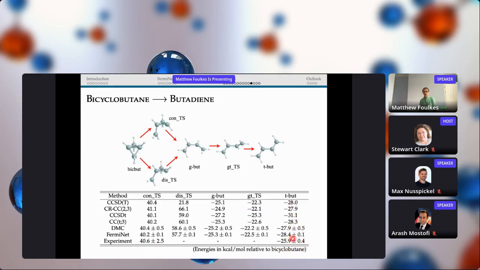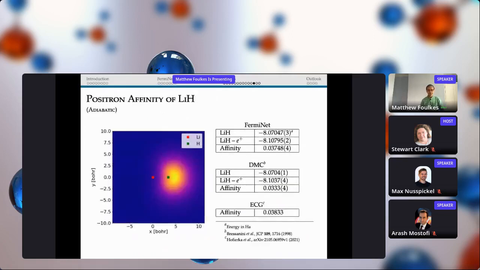Something is different about butadiene. Maybe we've got the geometry slightly wrong. Maybe the experiment is slightly wrong. We don't know. More recently, we've been looking at positron affinities. So far, I've just reported results of things that other people can do, which is fine, but not very exciting.